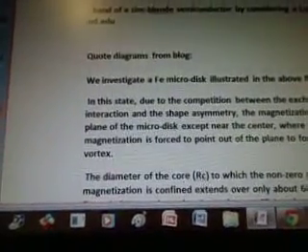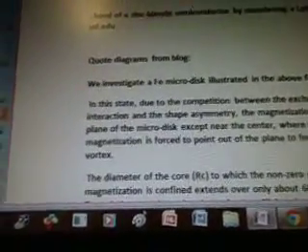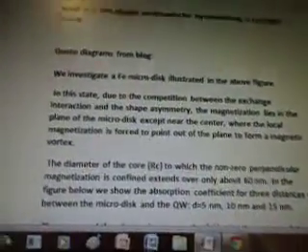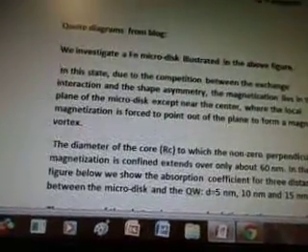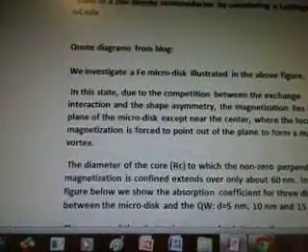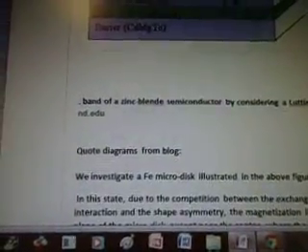We investigate a phi microdisc illustrated in the above figure. In this state, due to the competition between the exchange interaction and the shape's asymmetry, the magnetization lies in the plane of the microdisc except near the center, where the local magnetization is forced to point out of the plane to form a magnetic vortex. See? The diameter of the core RC to which the non-zero perpendicular magnetization is confined extends only over about 60 nm.